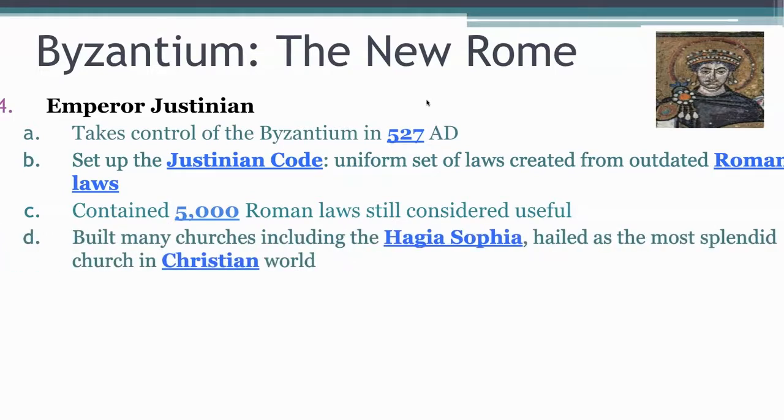He was definitely a builder and a Christian on top of that. So he built many churches, including one of the most amazing churches on the planet known as the Hagia Sophia. It was hailed as the most splendid church in the Christian world. It had a huge dome, the largest dome that had ever been built at the time, several arches. I mean, it was a massive, massive building. And I'll show you a couple of pictures here on the next slide.